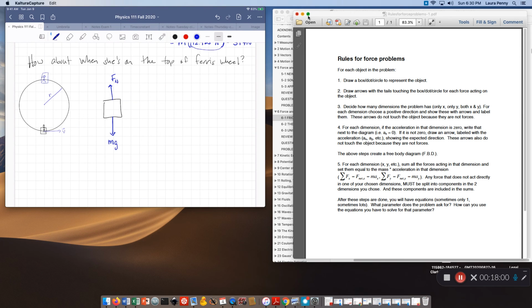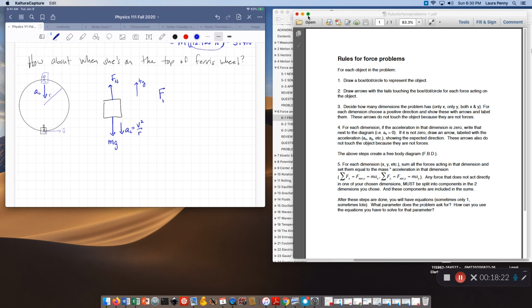And I'll go ahead and say positive y is up. But now, if she's at the top of this Ferris wheel, then the acceleration that she feels is downward. Right? Her acceleration is actually downward by v squared over r.